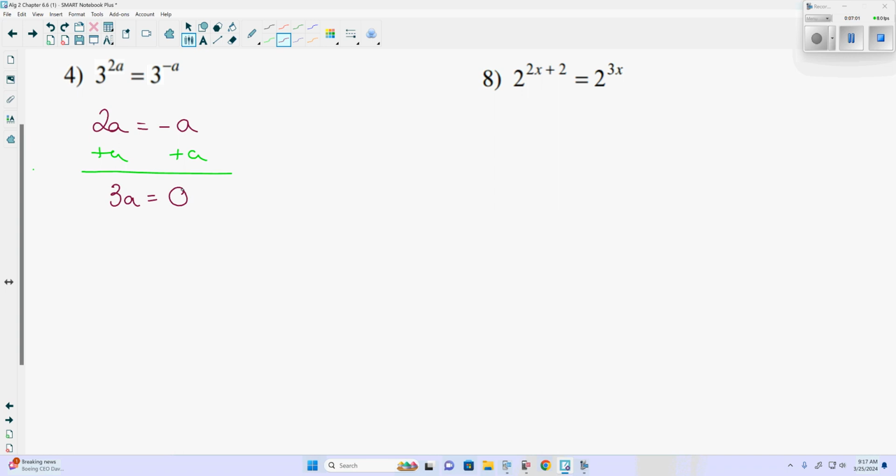What do we need to do next? Divide by 3. So a is equal to 0. And that's it. And for the most part, they're keeping these pretty simple. Any questions on any of these so far?